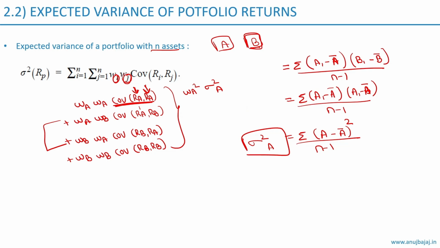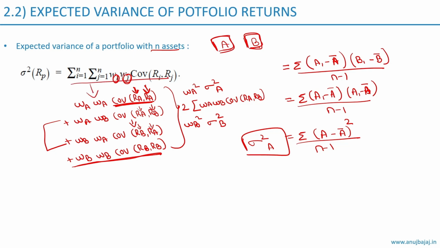The covariance of asset A with asset B is the same as the covariance of asset B with asset A. So I can write it as 2 multiplied by weight A, weight B, covariance of asset A's return with asset B. I can write this term over here as the weight of asset B squared multiplied by the variance of asset B. So when you have two assets in a portfolio, this formula can be expanded into this, and then this can be written as this shortcut over here.